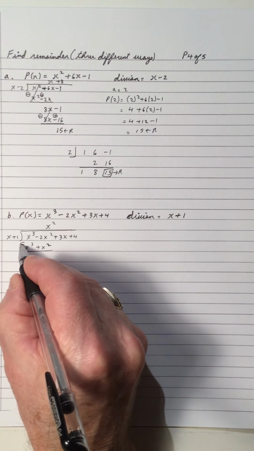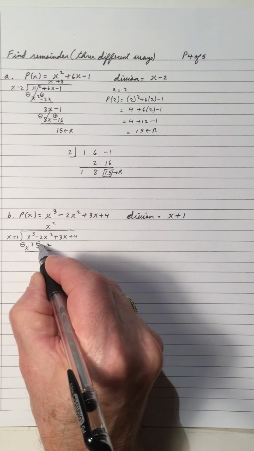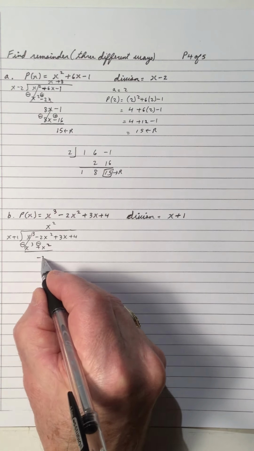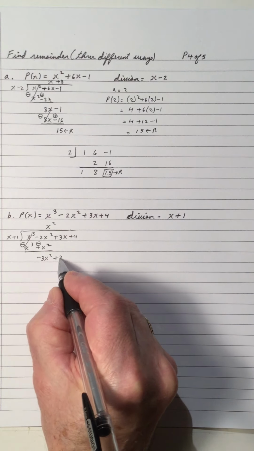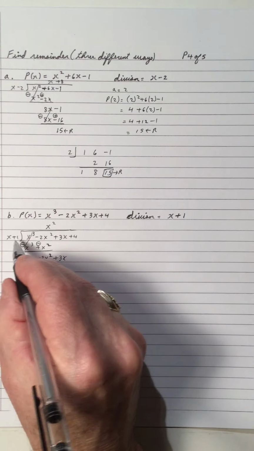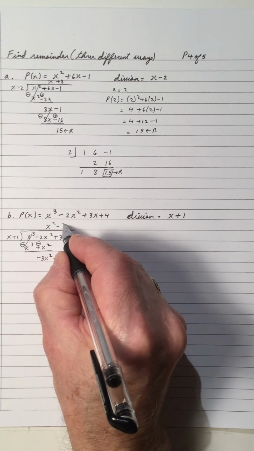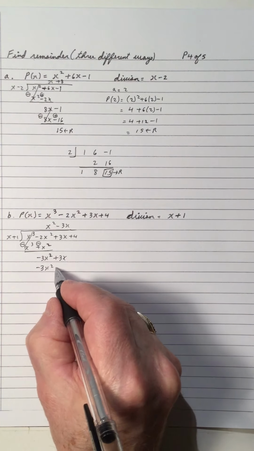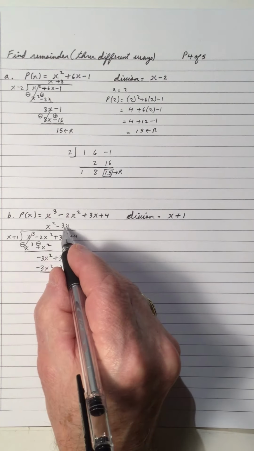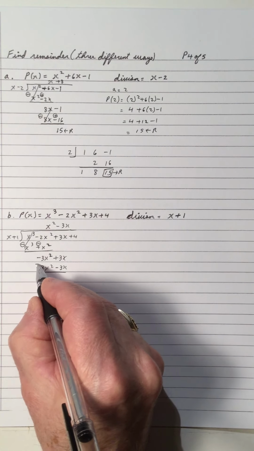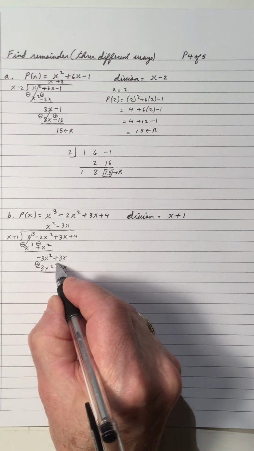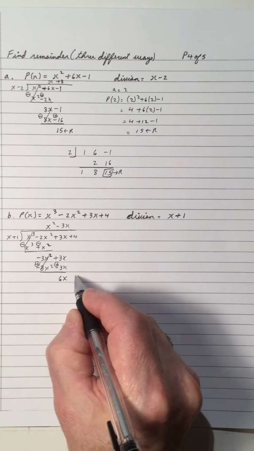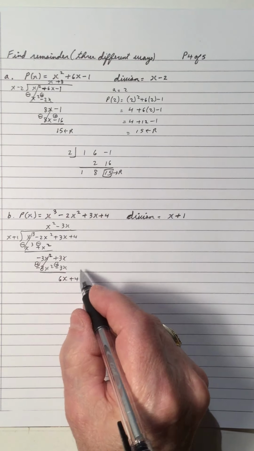That's a plus, you make it a minus. That's a plus, you make it a minus. So plus 1 minus 1 cancels. Negative 2 minus 1 is the negative 3x squared. Bring down your next term. And x into negative 3x squared is a negative 3x. Multiply back. Negative 3x squared minus 3x. And that minus becomes a plus. That minus becomes a plus. So they cancel. Plus 3 is plus 6x. Bring down the 4.